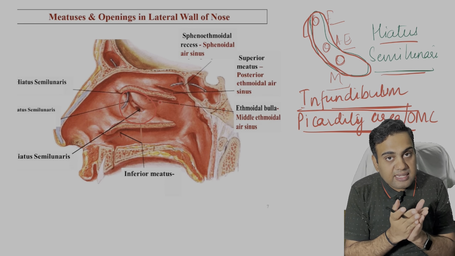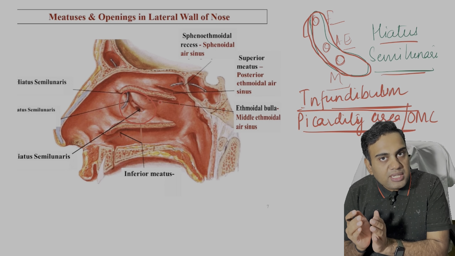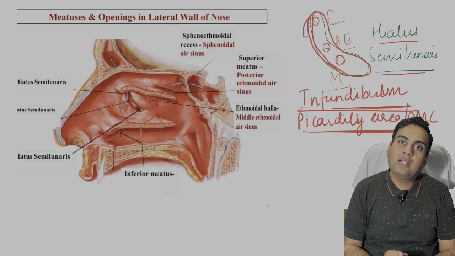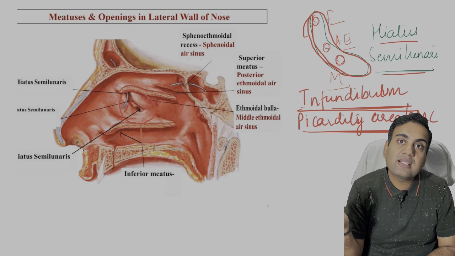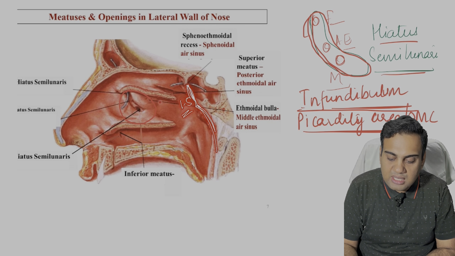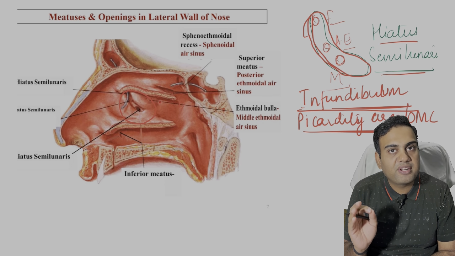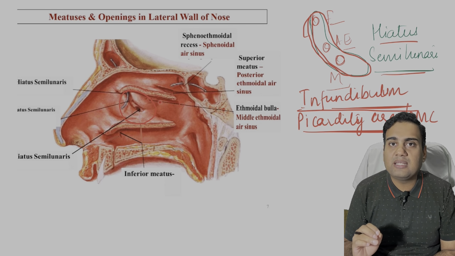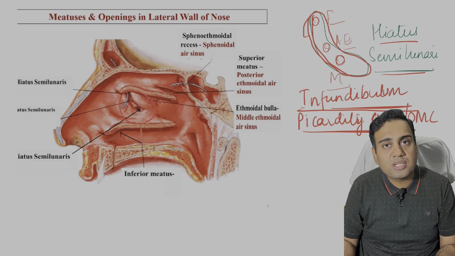Maxillary sinus, anterior ethmoids, and frontal open in the middle meatus. Posterior ethmoid opens in the superior meatus, and the nasolacrimal duct opens in the inferior meatus. The sphenoid sinus opens in the posterior nasal wall just above the choana, around 1.5 centimeters above the choana. Remember this, everyone, please. These are small, silly mistakes that you will end up making in the exams because you are always in a hurry of answering the questions, right?